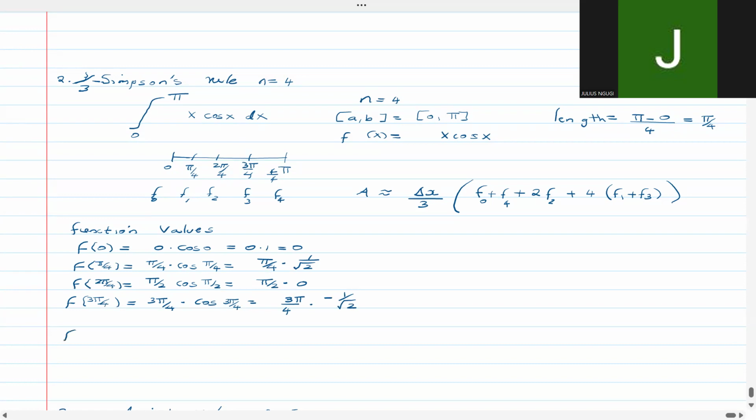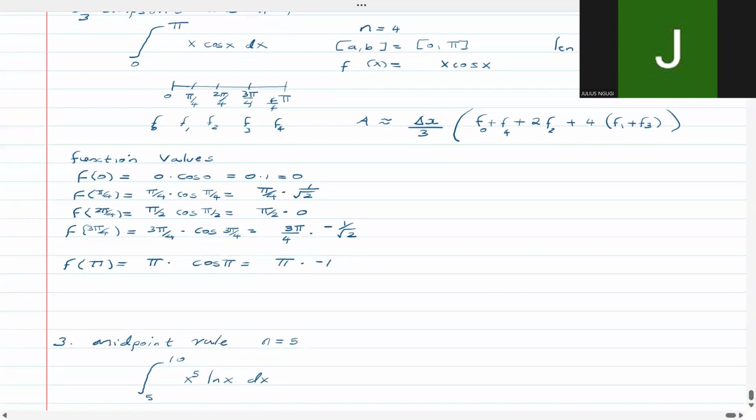The other one is f at 4 pi over 4, which equals pi multiplied by cosine of pi. Cosine of pi, that's cosine of 180, is minus 1 because it is in the second quadrant. So these are the function values. To get the area approximation using Simpson's rule, we just substitute them. The indexing here is 0, 1, 2, 3, and the last one 4.